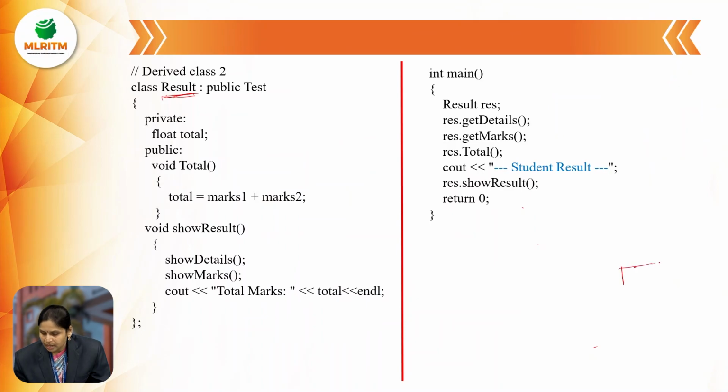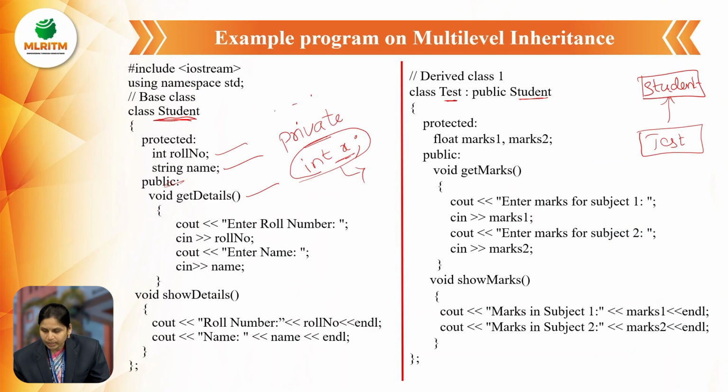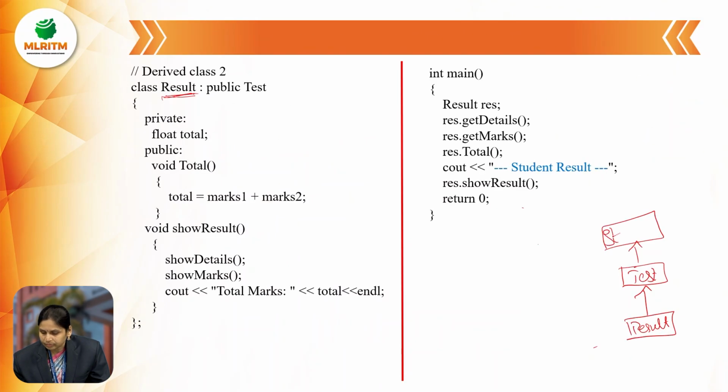This result is a child class derived from the test class. Now, this test is derived from the student class. When we observe these, student is a parent and test is a child class. Next, result is a child derived from another child class. This is called multi-level inheritance.